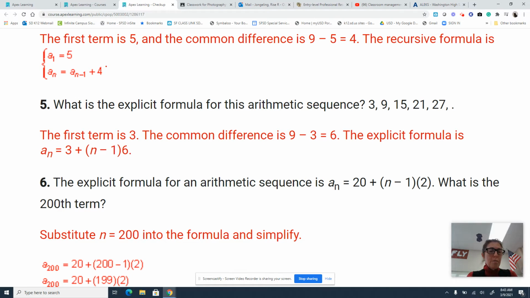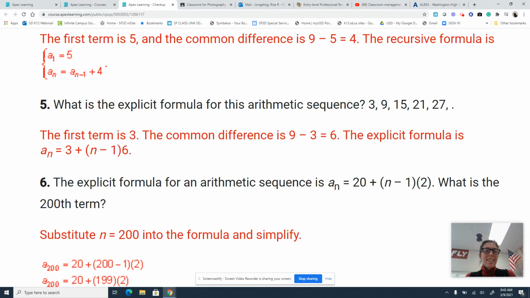Here's our first term, and then we take that and add it to whatever number we're on, minus 1, and then take that times 6. Okay, so let's see if it works. If I have my first term as 3, my second term is 9. So we're going to take 2 in there.